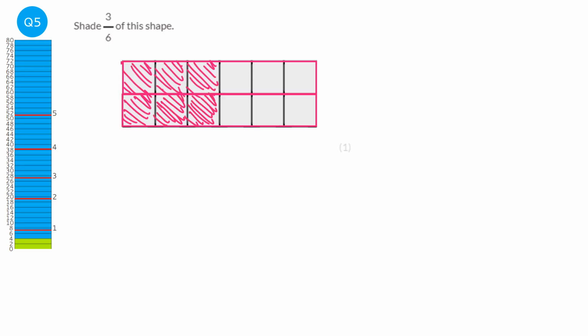And that's our answer. Now you might notice that 3 over 6 is the same as a half, because we can divide the top and bottom by 3, and so all I need to do is shade in a half. Or you might convert 3 over 6 into 6 over 12, and there's 12 squares altogether, so it's 6 of the 12 squares. There's lots of ways of doing this question.